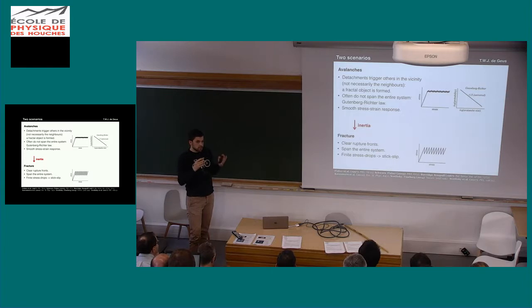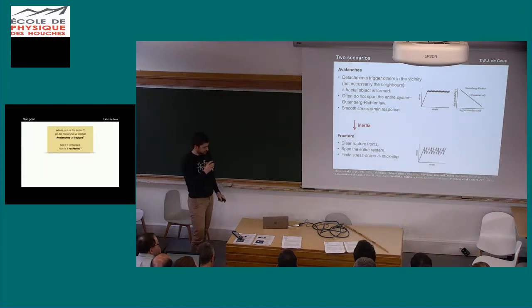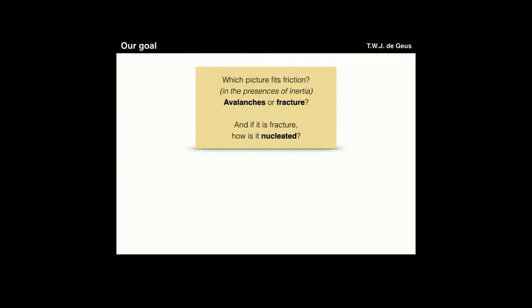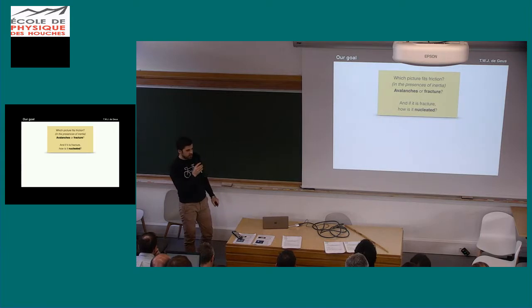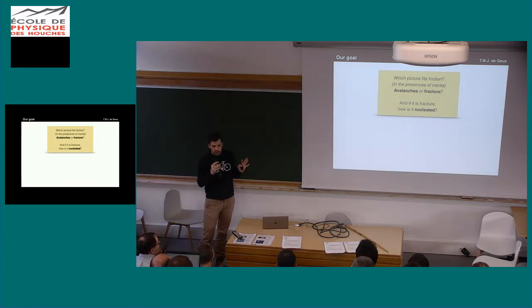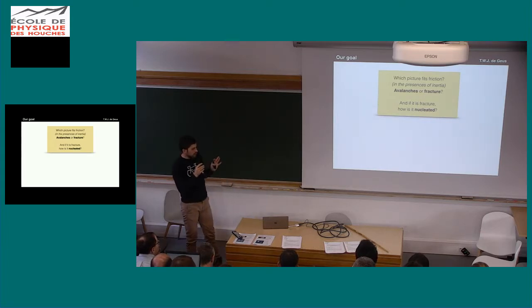And presumably, inertia is the way to step from the avalanche scenario to the stick-slip scenario. Okay, so we ask, which picture fits friction in the presence of inertia? Is it avalanches or is it in fact a fracture? And suppose that it is fracture, which has been suggested in experiments in friction. If it's fracture, how is this fracture actually nucleated?